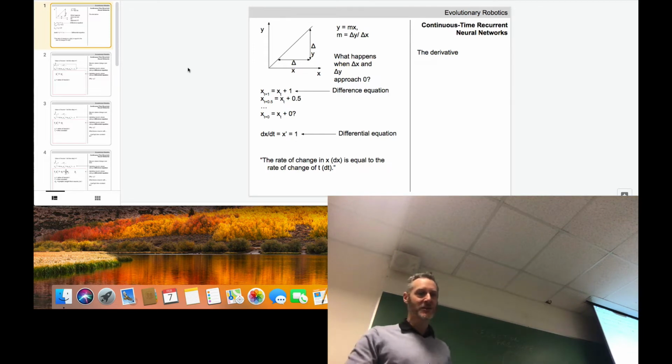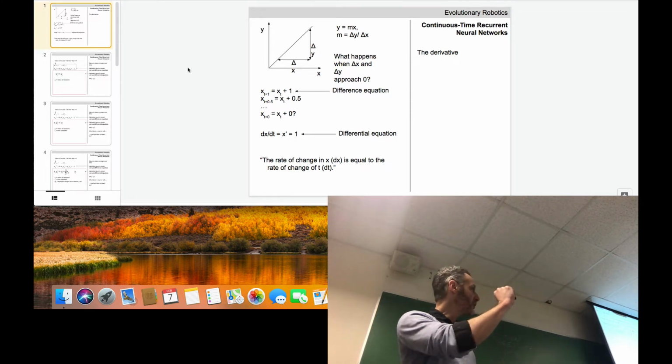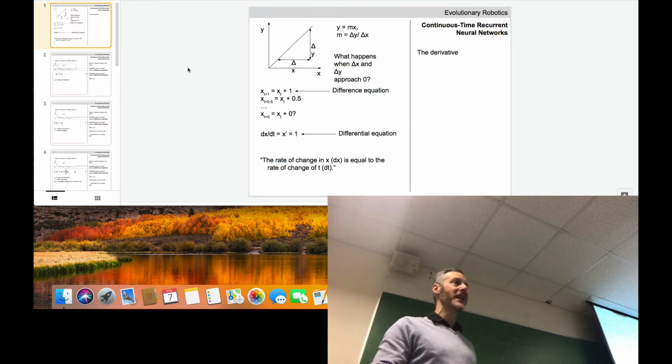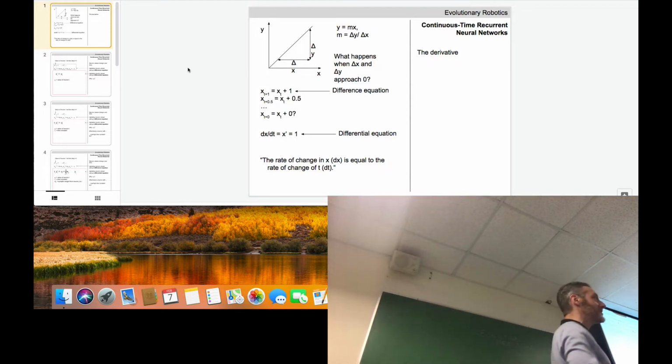y equals mx plus b. We have a straight line that has a particular slope, and that slope describes if we move a certain distance x, delta x, we also move along the line a certain distance y, the delta y.